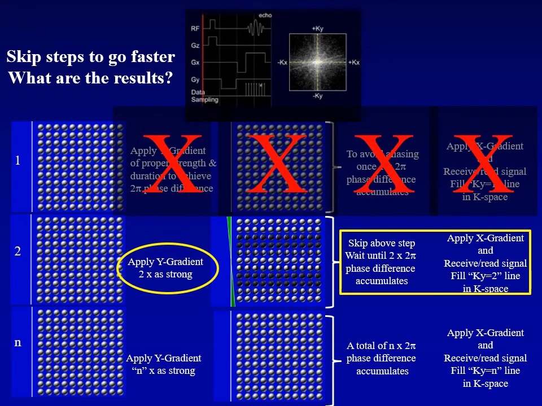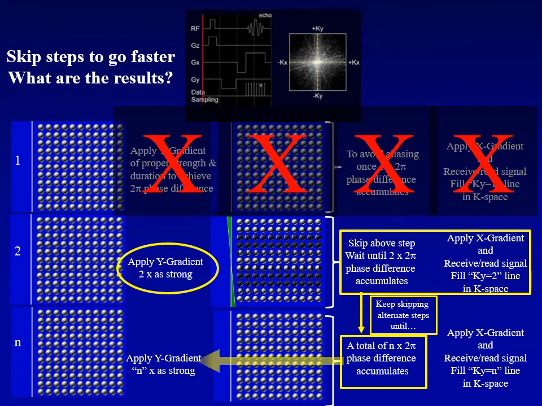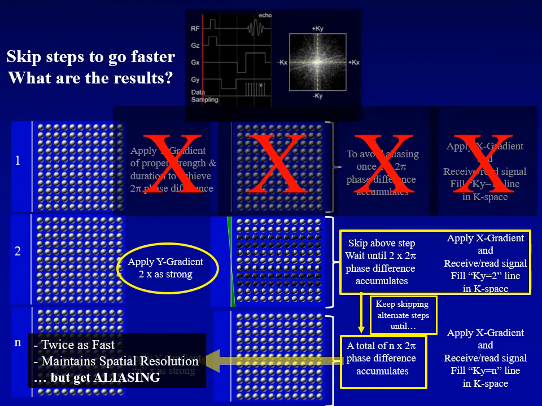and we wait for 2 complete revolutions of phase difference to accumulate before we go ahead and do the X gradient and read the signal, and keep skipping alternate steps until we've acquired a total of n times 2 pi phase difference. The result will be we'll have gone twice as fast because there's only half as many phase encoding steps, and we'll have maintained spatial resolution because n is still the same number, but we'll get aliasing because we have violated that Nyquist sampling theorem.